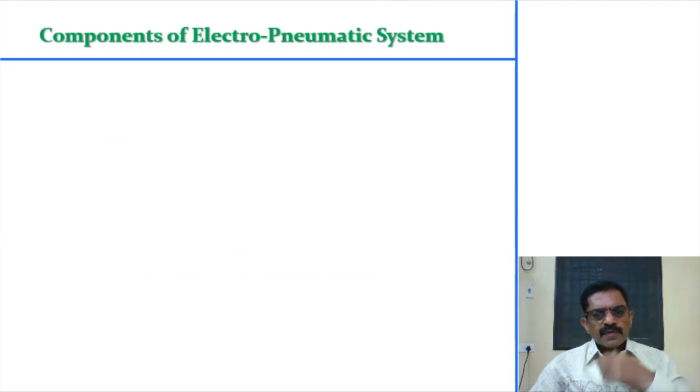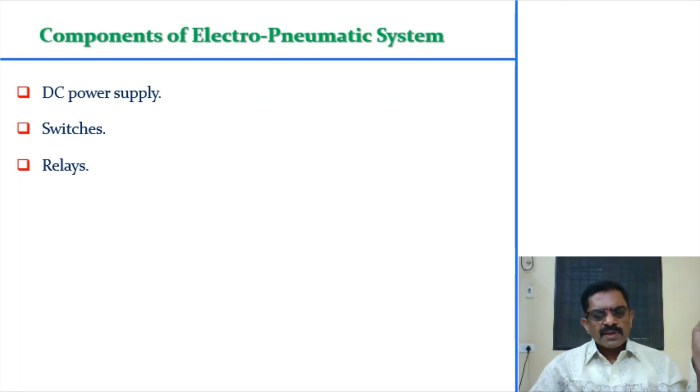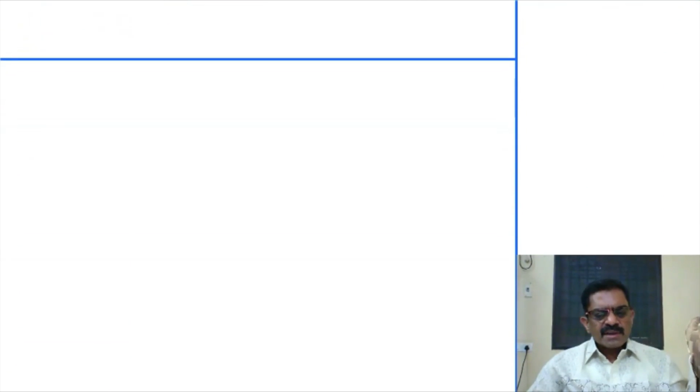So the components of an electro-pneumatic system are the DC power supply. These are the standard components required: DC power supply, switches. Switches, again of different types, we have discussed in an earlier unit, relays, solenoid valves, and sensors. Here we will see sensors.